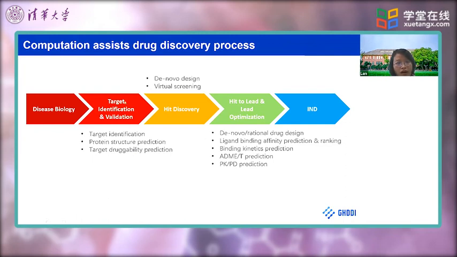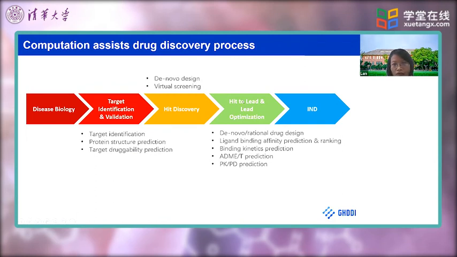For the stage of target identification and validation, we have methods to identify targets. And for the target of interest, we can predict the protein structure using different ways. And there are also methodologies to predict target druggability. At the stage of hit discovery, one important application is virtual screening to identify new hits. And we can also design a new library using novel chemistry or deep learning-based approaches.